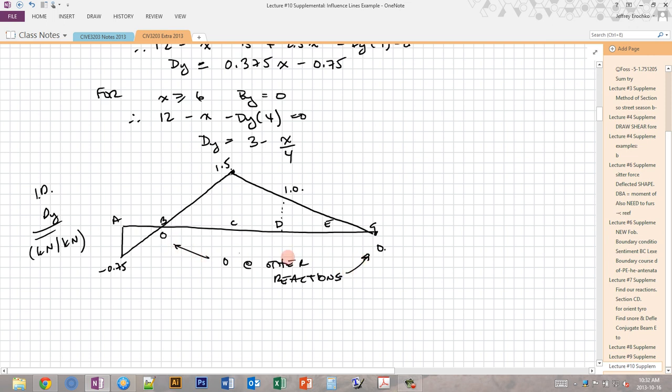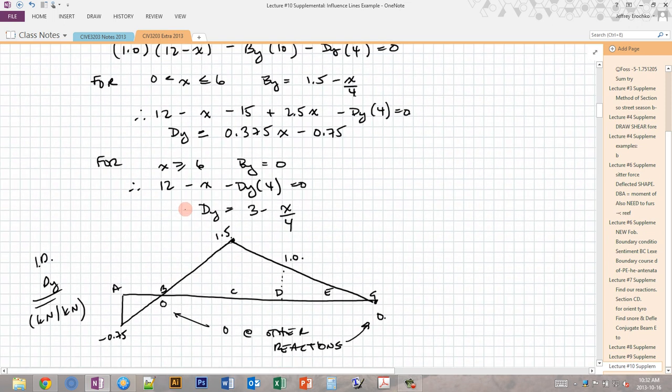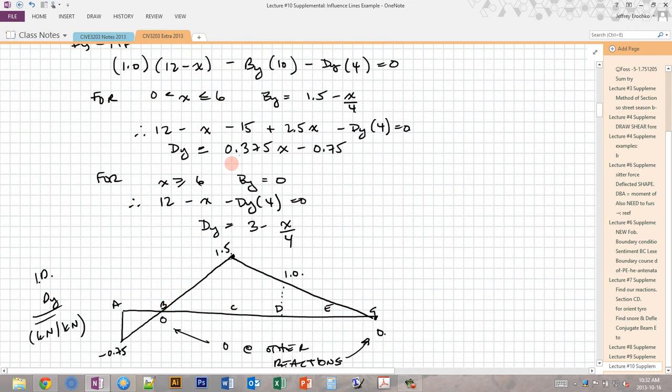Okay. And we didn't calculate this one, but we could have. So if we put 2 for x, which is the location of B, then we get 2 times 0.375, which is 0.75, minus 0.75 equals 0.